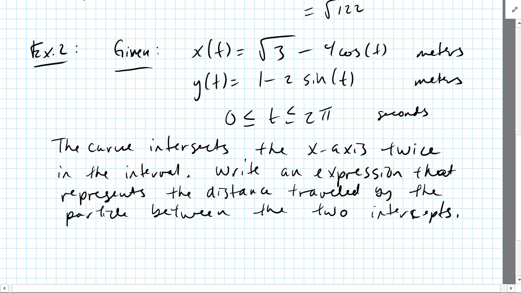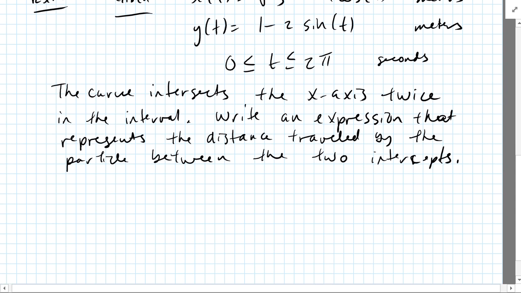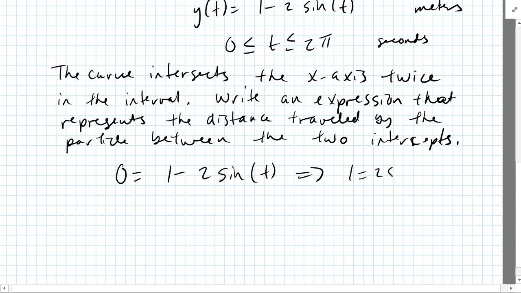Okay, what does it mean when it crosses the x-axis? What's the y value? 0, right? So they're telling you the y value at 2 times. So to get the time intervals, do you just set y equal to 0 and solve? So we're going to have 0 is equal to 1 minus 2 sine of t. That means that 1 equals 2 sine of t. So sine of t equals 1/2.